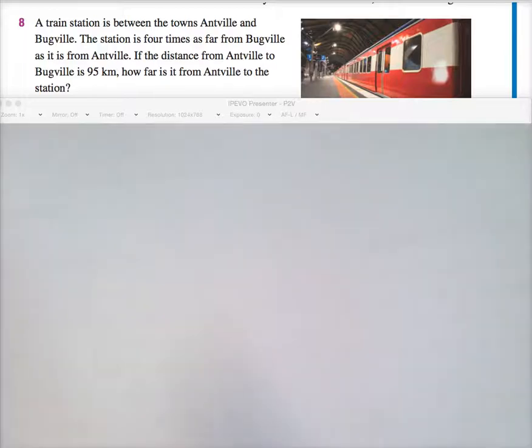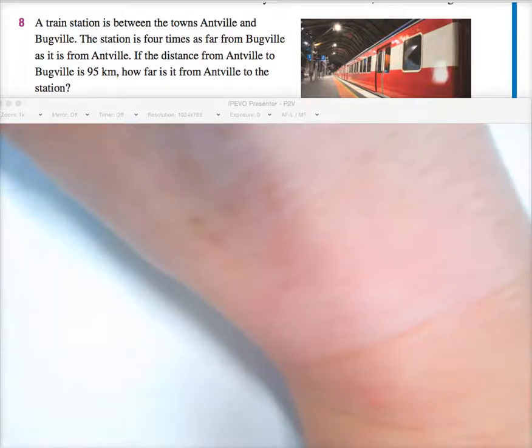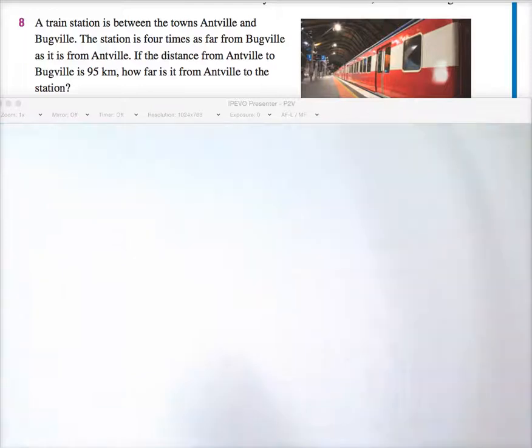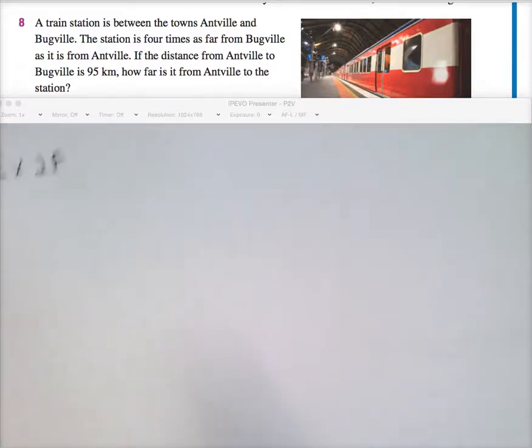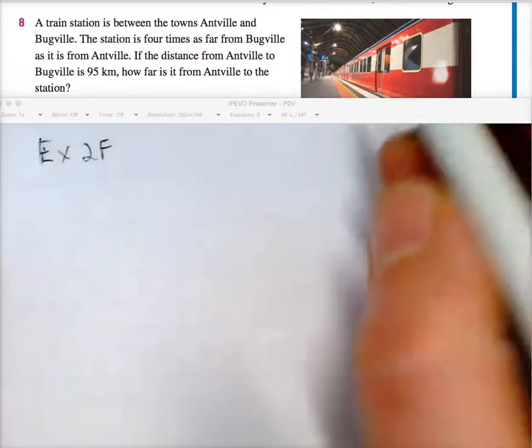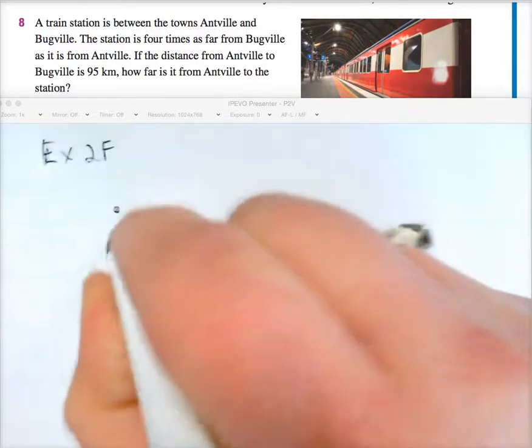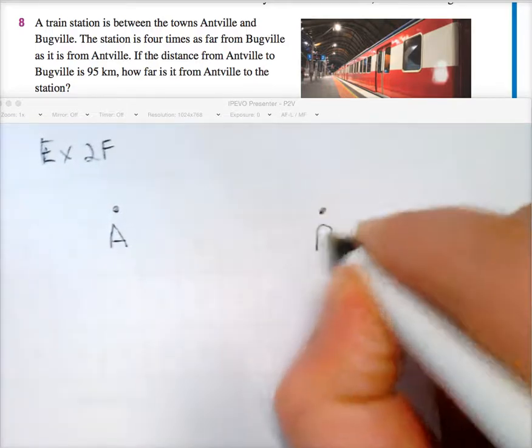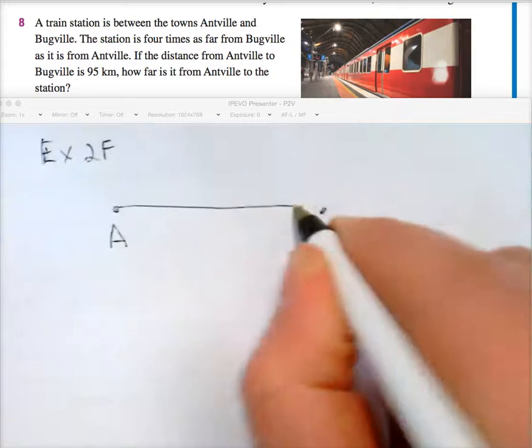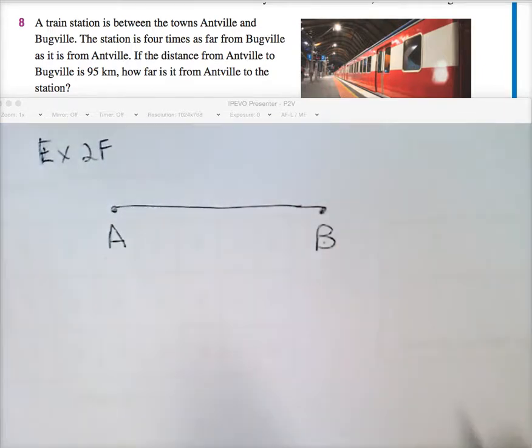Students looking at homework problems in exercise 2F, worded problems with algebra. The first question is, a train station is between the towns Antville and Bugville. So there's town A, there's town B. The station is 4 times as far from Bugville as it is from Antville. Do you think the station is closer to Antville or Bugville?